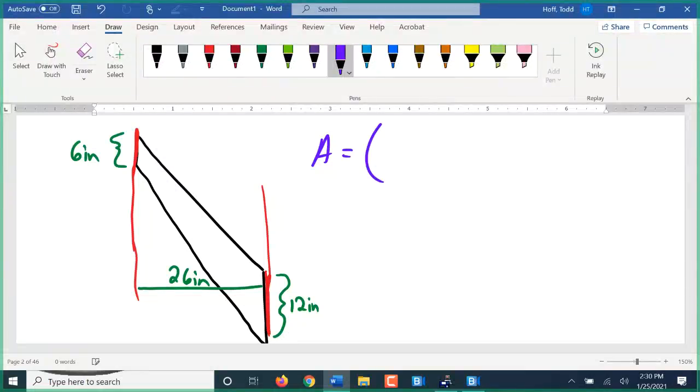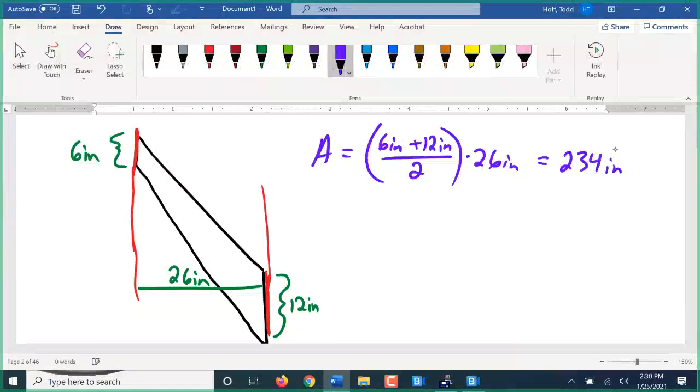What's the average of the bases? What are the two bases? 6 and 12. Add 6 inches and 12 inches and divide by 2 to average them together, and then times what? 26. So 9 times 26, which is 234 square inches.